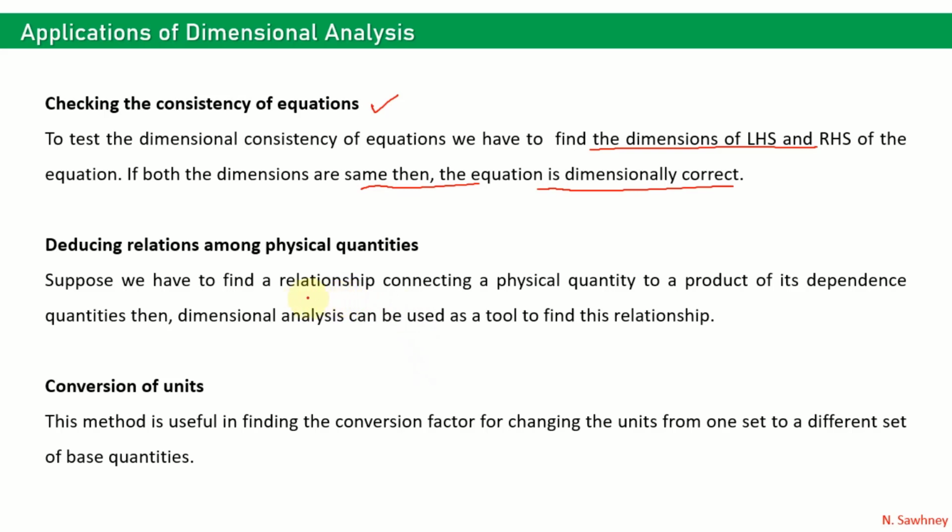If we have to find the relationship connecting a physical quantity to a product of its dependent quantities, then dimensional analysis can be used as a tool to find this relationship. Third application is conversion of units. This method is useful in finding the conversion factor for changing the units from one set to a different set of base quantities. That is, if we want to change the unit from SI to CGS, then also dimensional analysis method can be used.